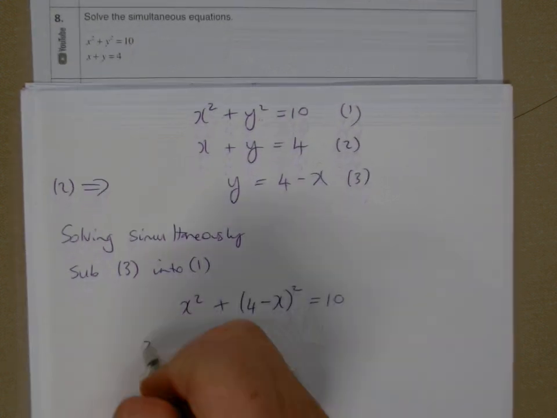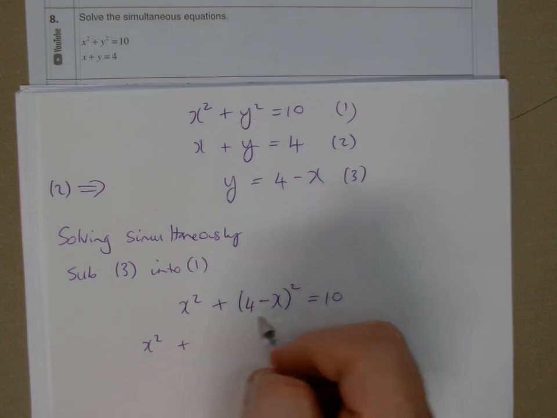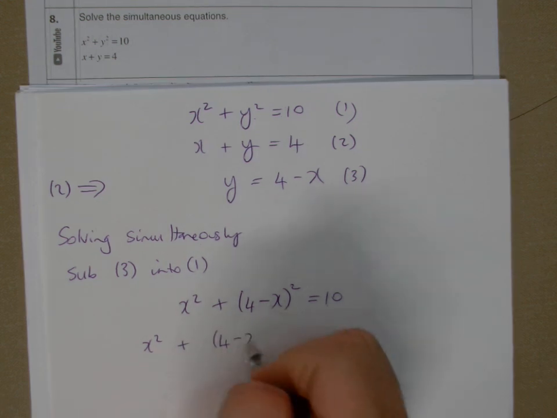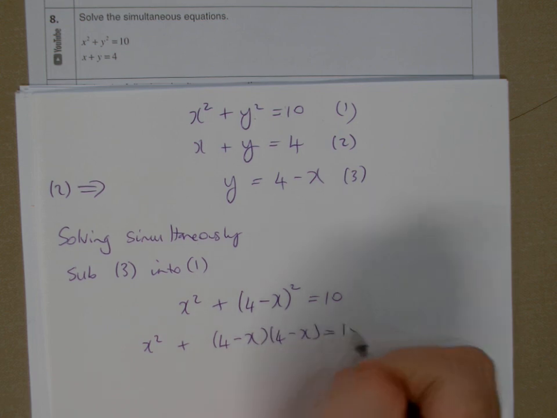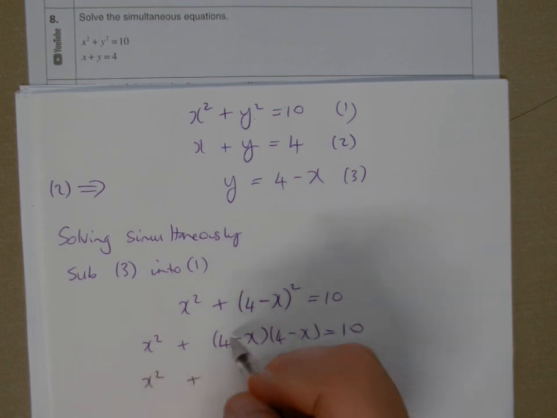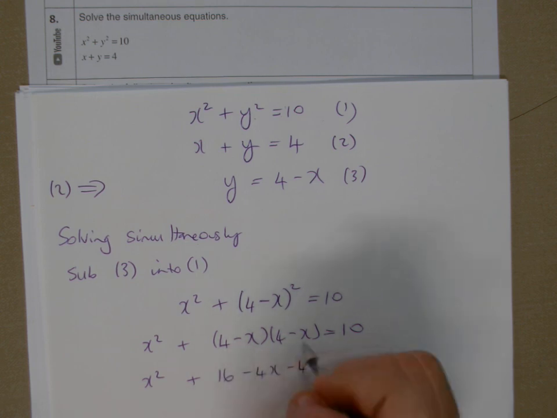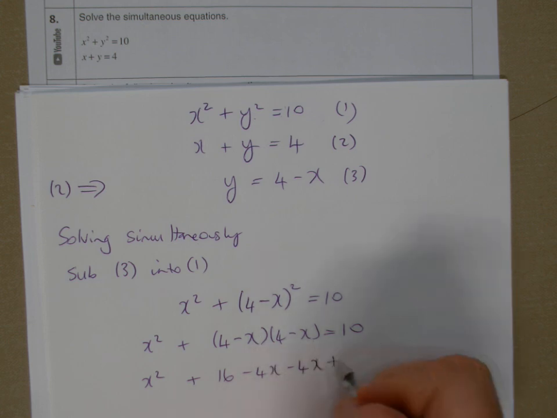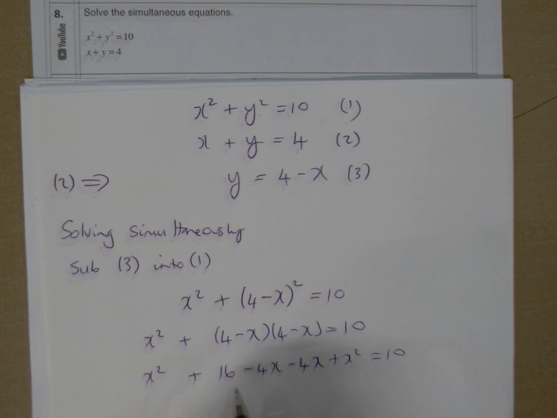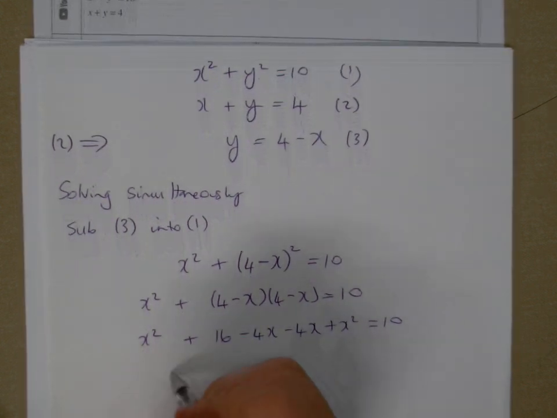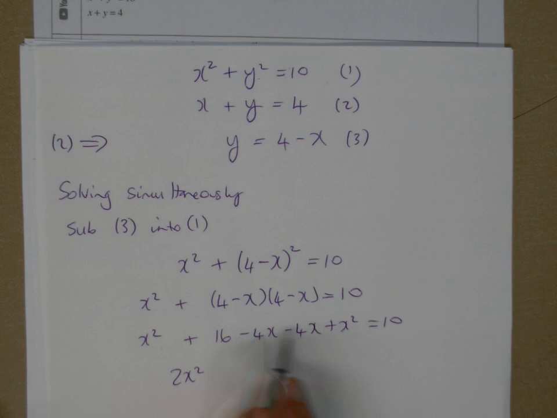So now I expand this and simplify it. When you expand this, don't forget you've got a double bracket, because it's bracket squared, so you end up doing FOIL. So you've got x squared, and then first is 16, outers is minus 4x, inners minus 4x, and lasts minus x times minus x is plus x squared, equals 10. Simplify it: put the x squareds together, I get 2x squared. Minus 4x minus 4x is minus 8x. And I've got 16 here, but if I bring that 10 over, that becomes minus 10. So 16 minus 10 is plus 6, equals 0.